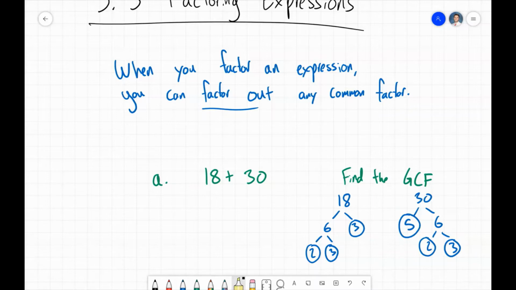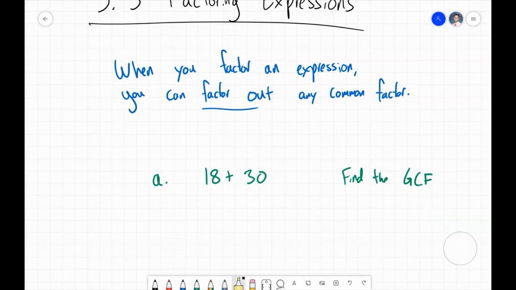And again, to identify the greatest common factor using prime factorization, we can identify all of the shared factors. So they each have one 2 and one 3. And we know that 2 times 3 is 6. So there are two ways of identifying our greatest common factor. So in this case, we know that 6 is our GCF.